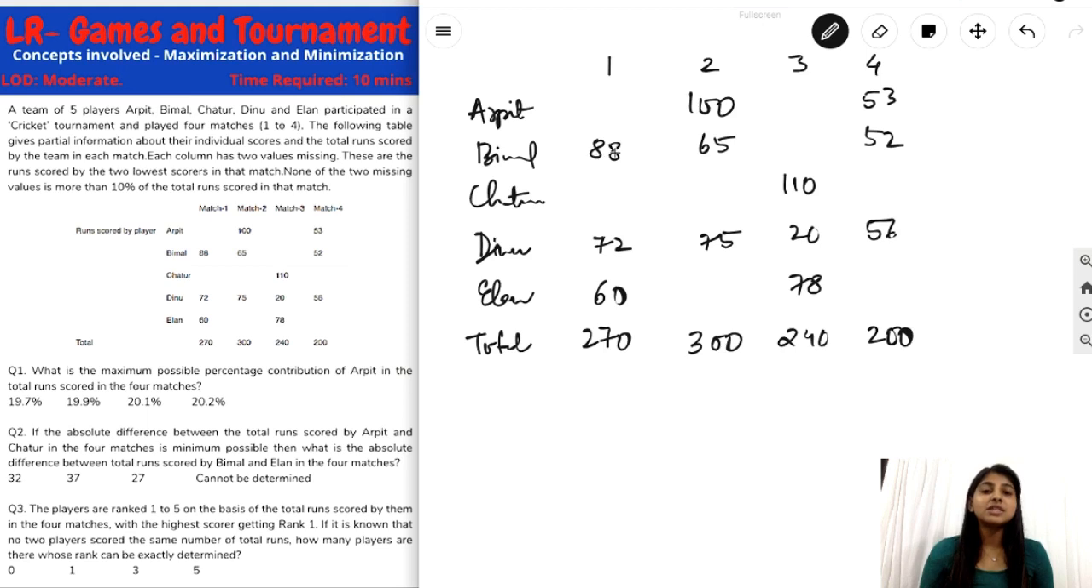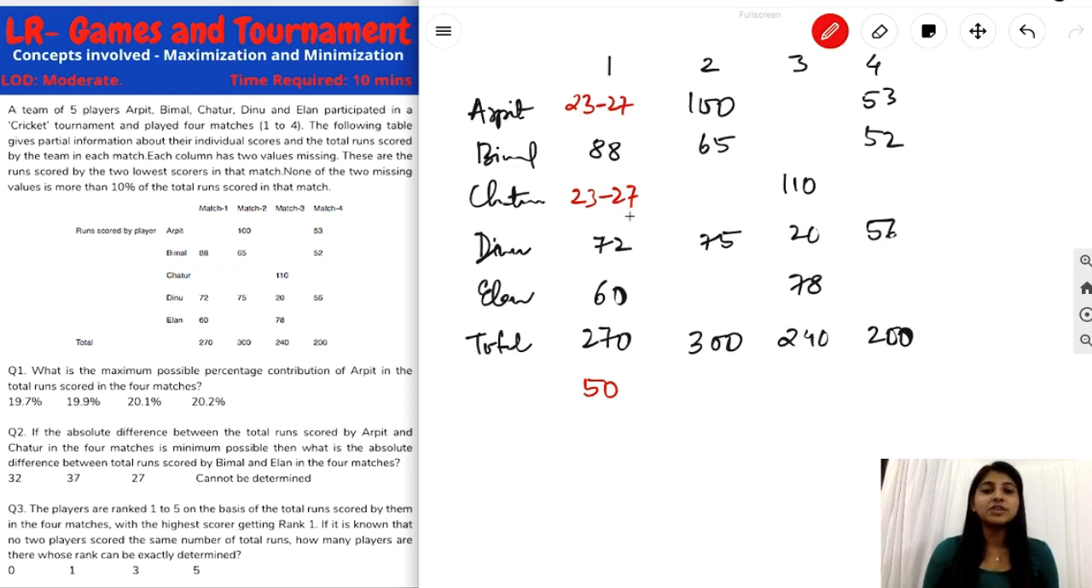Alright, let's check the difference. So if you take 88 plus 72 plus 60, what will that be? 88 plus 72, 160 plus 60, 220. Okay, so the difference will be 50, which means Chatur plus Arpit are together going to have 50. But what can be their individual scores? It cannot be more than 27. So if one of them have 27, the other one will have 23. So we can say that these are the scores that they can have. Okay, and their total for the 2 missing players will be 50.